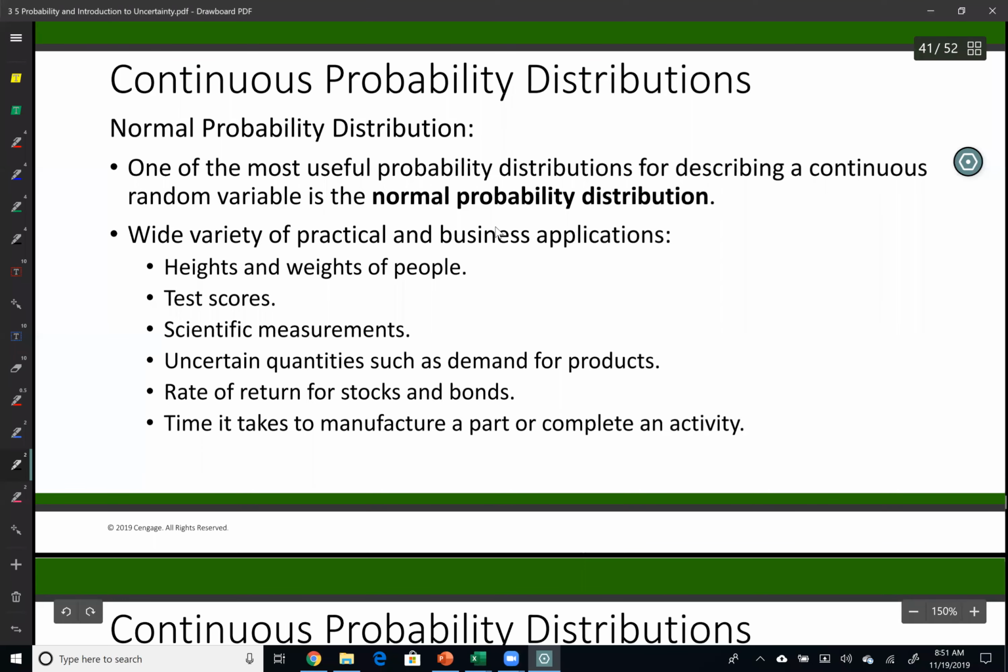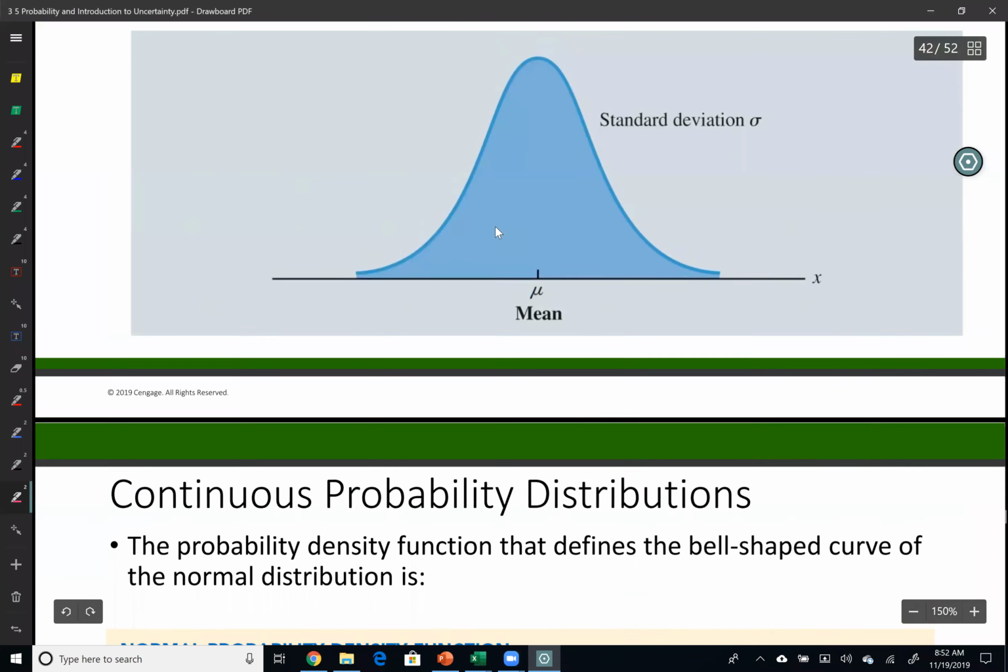In this video, I would like to show you another continuous probability distribution, which is probably the most common: the normal distribution. The normal distribution is very good for heights and weights of people, test scores, scientific measures, and uncertain quantities such as demand for products, rate of return on stocks and bonds, and the time it takes to complete an activity. So it's a very, very common distribution.